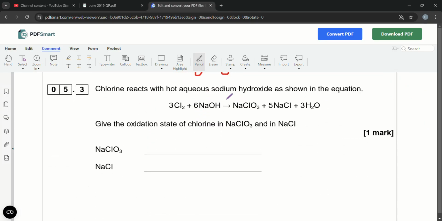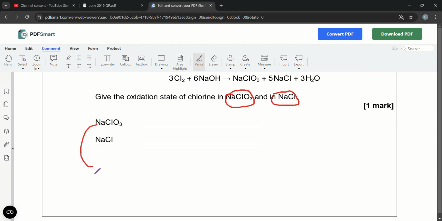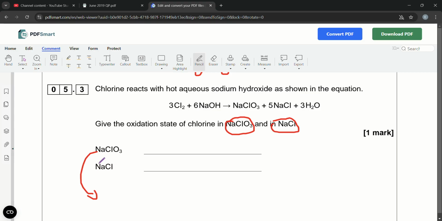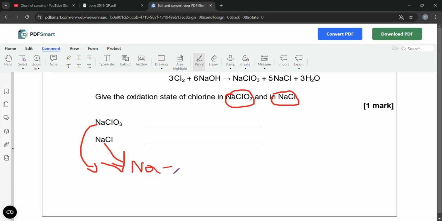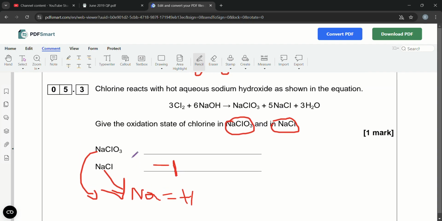Chlorine reacts with hot aqueous sodium hydroxide as shown in the equation. Give the oxidation state of chlorine in this and in this. Let's do the second one because that's a whole lot easier. Na is going to be plus 1, because we know Na has an oxidation state of plus 1. Therefore Cl must be minus 1 to get an overall charge of 0. So minus 1. Now for the top one.